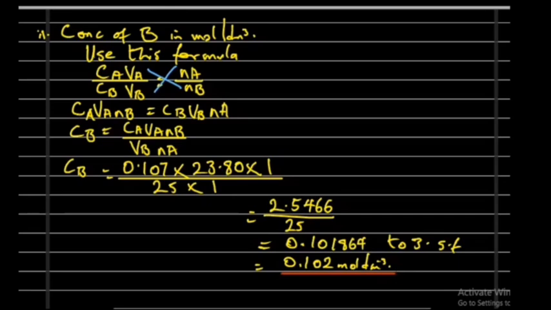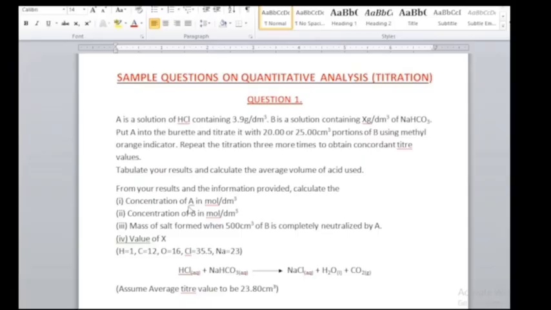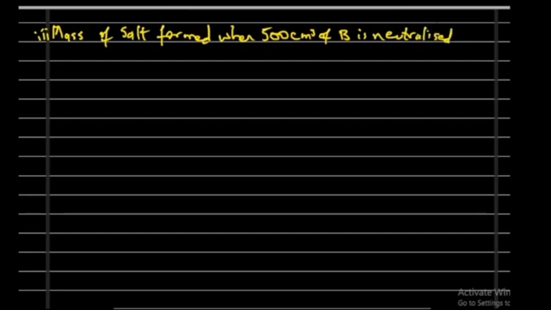And then we move to the next question, which is Roman numeral 3. The question asked us to calculate the mass of salt formed when 500 centimeter cube of B is completely neutralized by A. So doing that, we say mass of salt formed when 500 centimeter cube of B is neutralized by A.